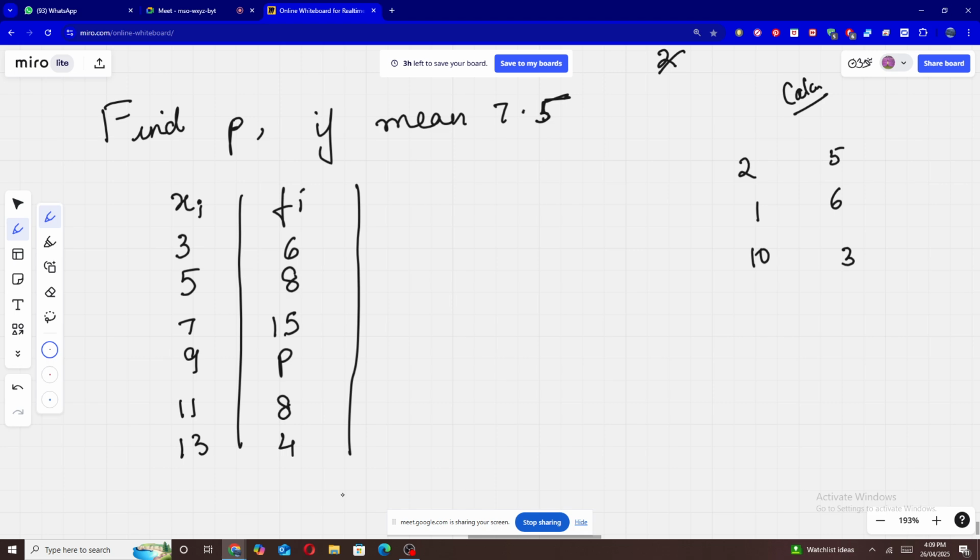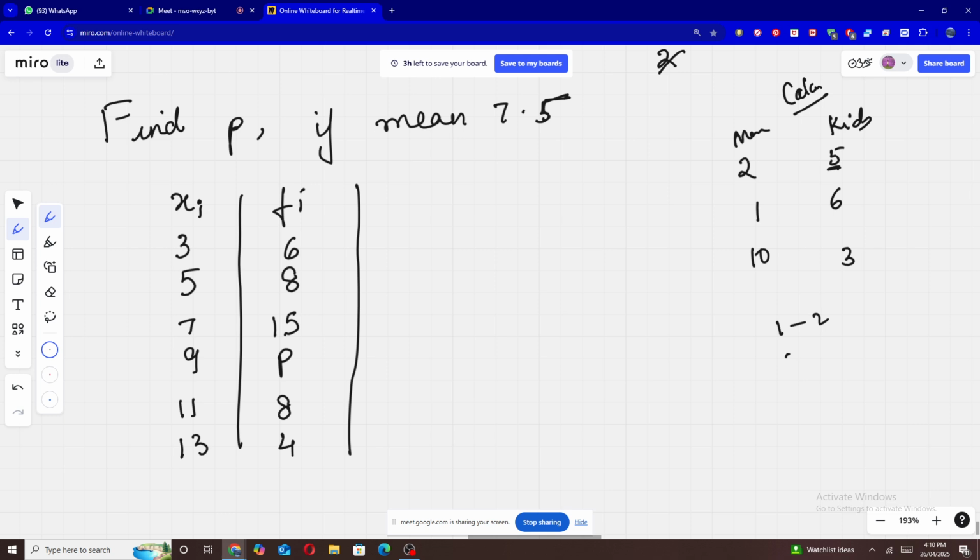You can never cut that. 5 students got 2 marks. 6 students got 1 mark. 3 students got 10 marks. So what is the average mark in your class? 13 by 3. Why? Because that's the average formula. But these 5 kids have got 2 marks, and they are 5 different kids, right? Ma'am, it's 7.5, right?